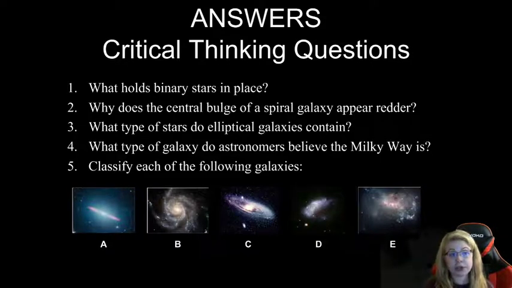And lastly, number 5, we needed to classify these 5 galaxies as one of the 3 shapes. The first one here, A, is an elliptical galaxy. B is a spiral galaxy. We see that spiral pattern, just like we see the elliptical shape of A. C, what do you think? This is also an elliptical galaxy. D is irregular. There's really no distinct elliptical shape or spiral, so this is irregular. And E is also irregular. Again, there's no definitive shape there.